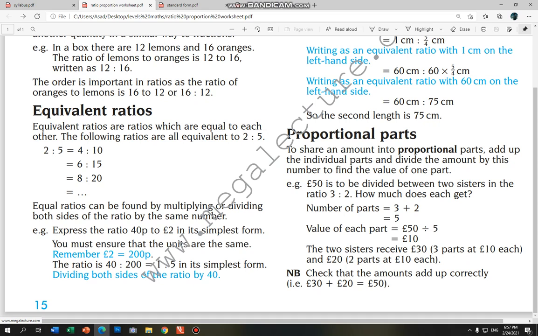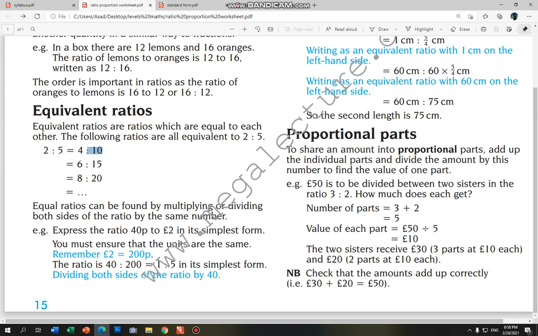Then what are equivalent ratios? Equivalent ratios are ratios which are equal to each other. The following ratios are all equivalent to 2 ratio 5. If I multiply both sides by 2, it will give you 4 to 10. This is called the first ratio quantity, and this is the second ratio quantity. If I multiply by 3, it will give you 6 to 15. If I multiply by 4, 8 to 20.